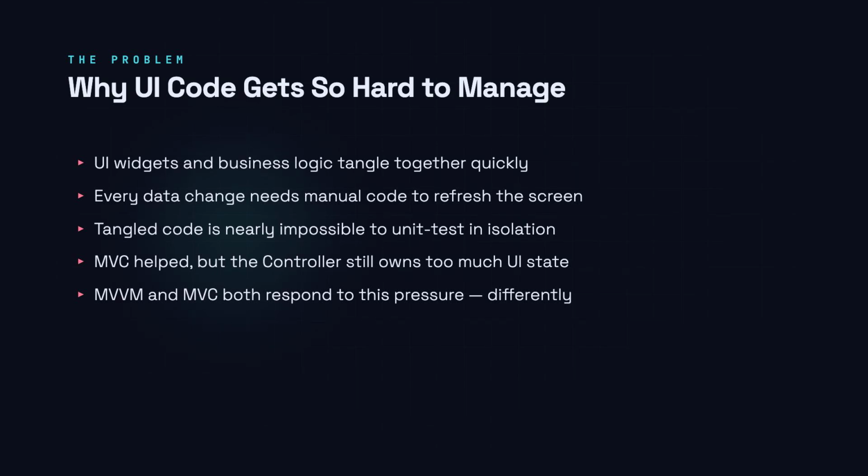As soon as an application has real interactivity, UI code tends to collapse into a mess. You fetch some data, then manually push it into labels, fields, and lists. When the user changes something, you read it back out and update your model by hand. The controller in classic MVC often ends up bloated with this glue code, making it hard to test and hard to change. MVVM attacks exactly this problem.